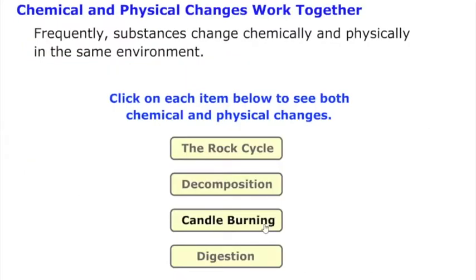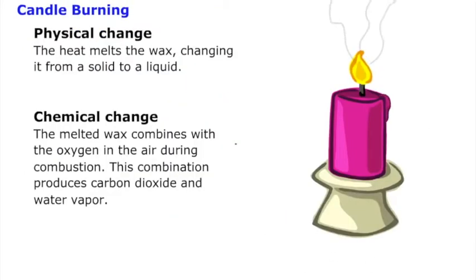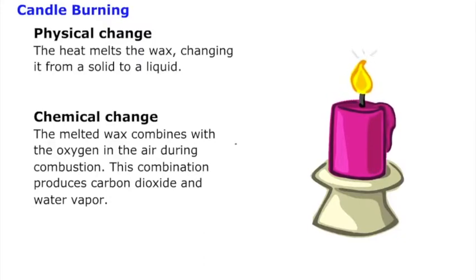Candle burning. Physical change. The heat melts the wax, changing it from a solid to a liquid. Chemical change. The melted wax combines with the oxygen in the air during combustion. This combination produces carbon dioxide and water vapor.